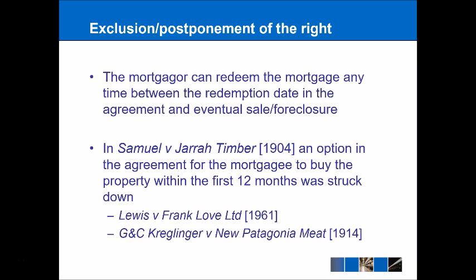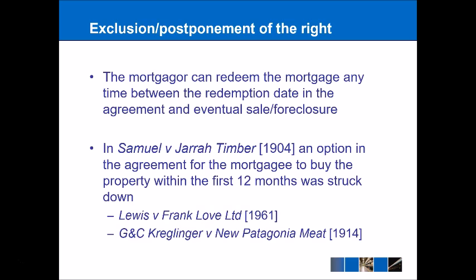However, an interesting case to contrast this with is Lewis and Frank Love Limited in 1961. In this particular case, there was a similar situation, but there were two separate agreements. On the one hand, there was the mortgage agreement that was pretty standard and normal. And then separately, there was another agreement between the mortgagee and the mortgagor, which essentially gave the right to buy the property at any time within a certain period. And because there were two separate agreements, the court said that this wasn't really a clog or a fetter, it was a separate agreement which was distinct from the mortgage.